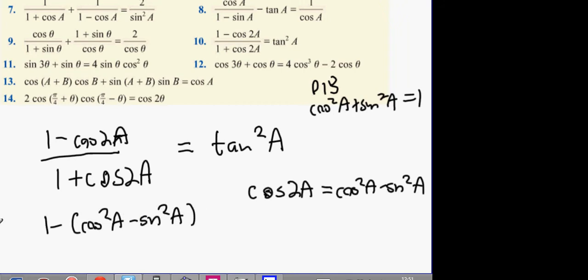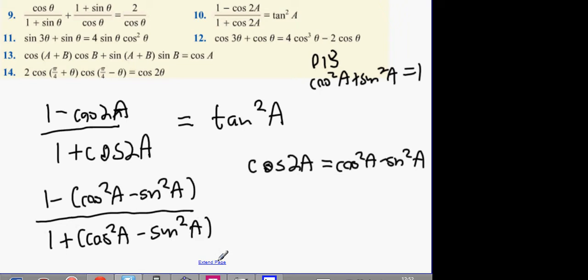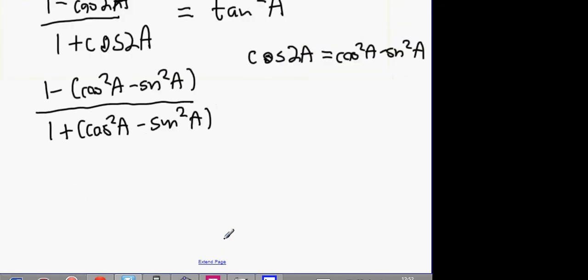And then on the bottom it's going to be 1 plus (cos squared a minus sine squared a). Now, I'm going to just take the left side on its own. So I'm now ignoring the right hand side for the rest of the question. You don't have to do it this way, but I'm going to choose to do it this way.